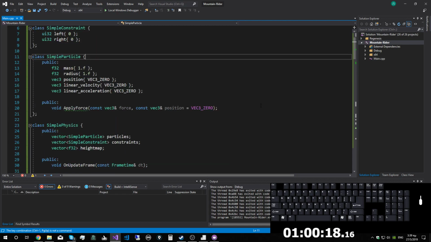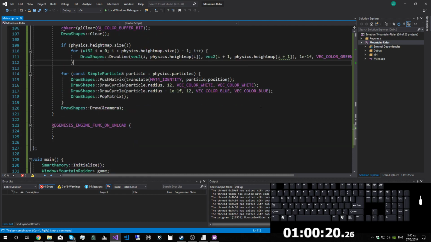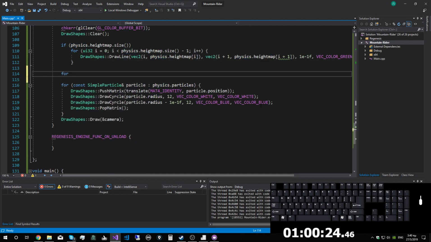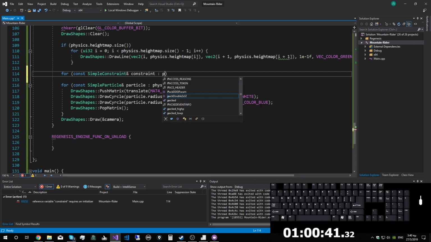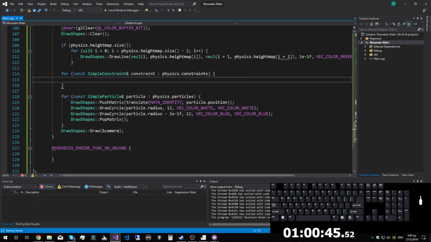First of all, let's render these connections. Const symbol constraint reference constraint in physics constraints. We need to get the 2 points.